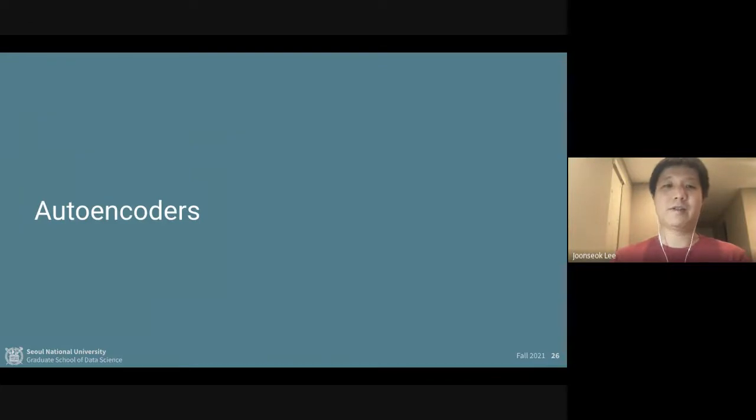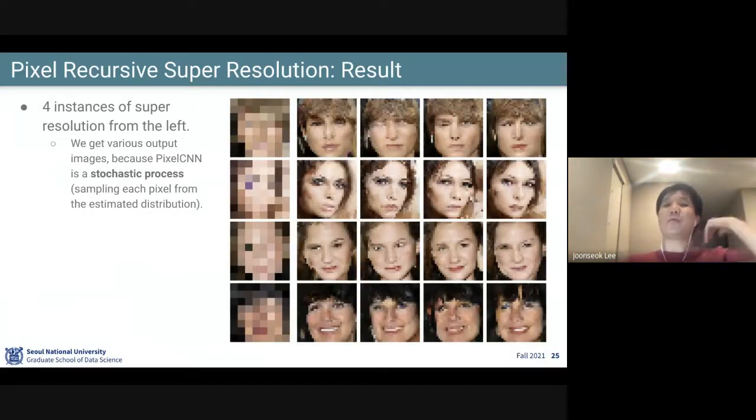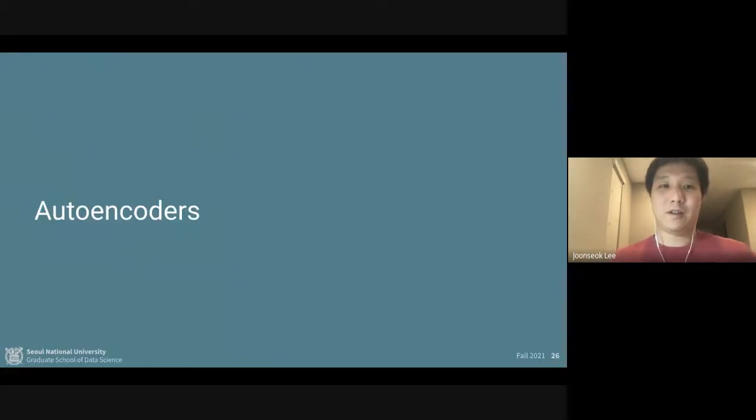That's why I would like to show that this is a stochastic process. So yeah, we have talked about the super resolution using pixel RNN and pixel CNN models. Again, I know this is not easy to follow. Please read the paper carefully to try to understand what's happening inside of those models. And autoencoders. Okay, we have enough time to do this. Autoencoders are much easier than before. So just relax.